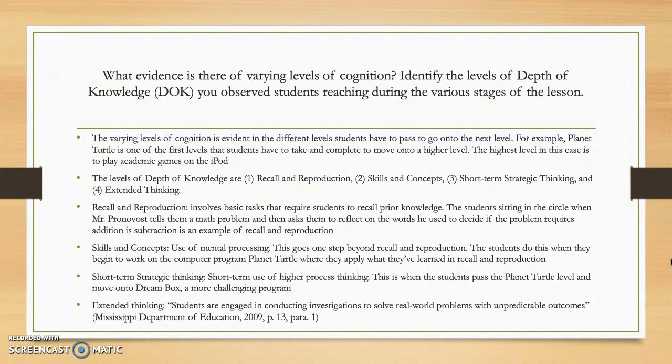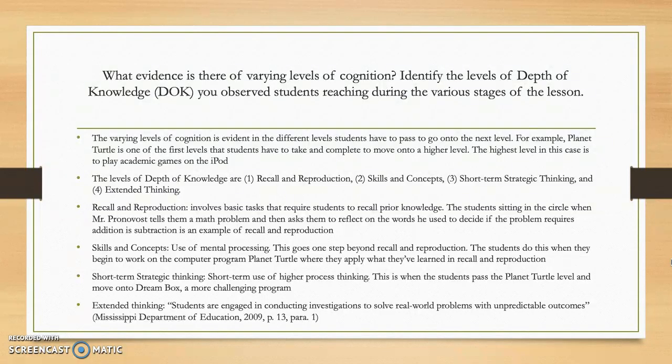Recall and reproduction involves basic tasks that require students to recall their prior knowledge. So while the students are sitting in the circle, Mr. Pronovost tells them a math problem and then asks them to reflect on the words he used to decide if the problem requires addition or subtraction. This is an example of recall and reproduction.